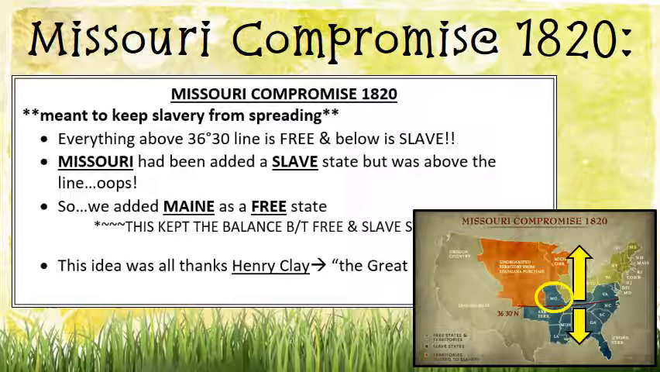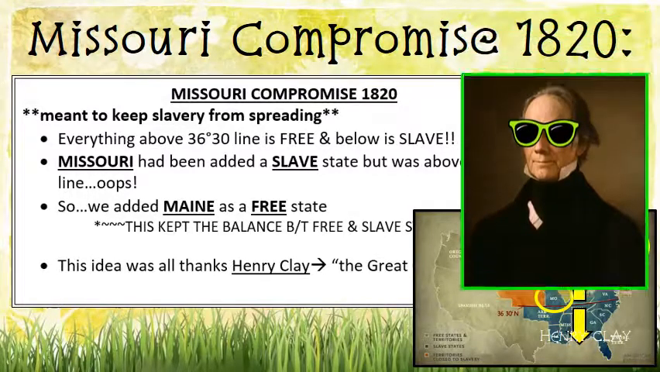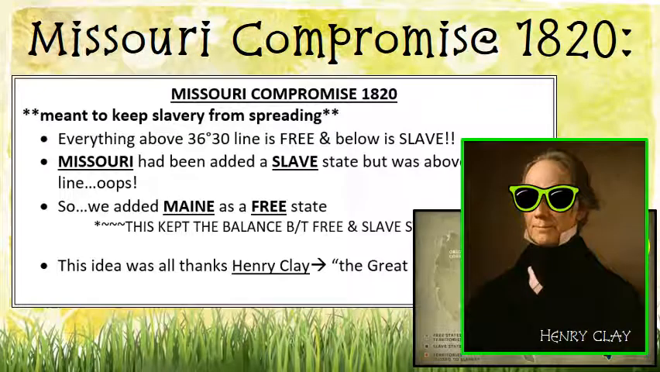And when you think about it, if Congress is lopsided, where they are more pro-slavery than they are against slavery, then all of a sudden you could have this huge imbalance of congressmen. And so they're like, okay, we need to add a free state. So then they're like, all right, let's add Maine as a free state. And this keeps the balance between the free states and slave states. Now, the guy who came up with this is Henry Clay. He's called the Great Compromiser.